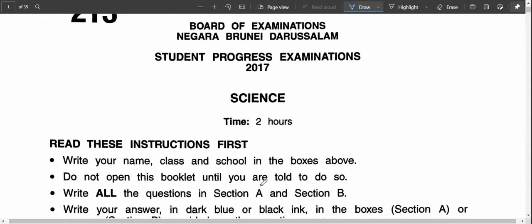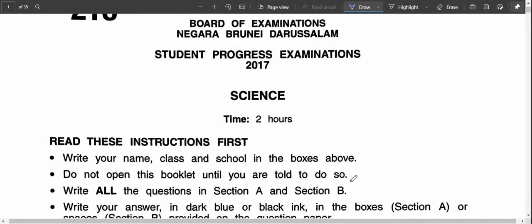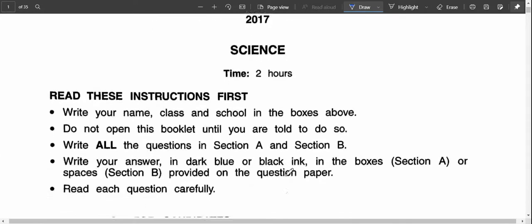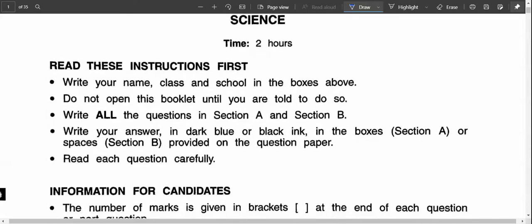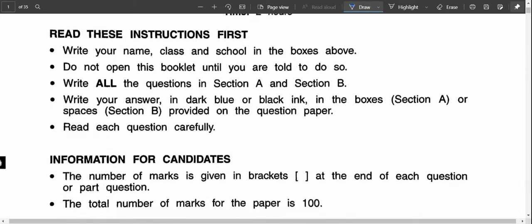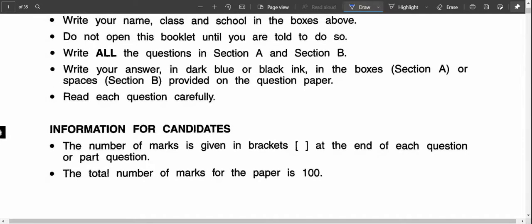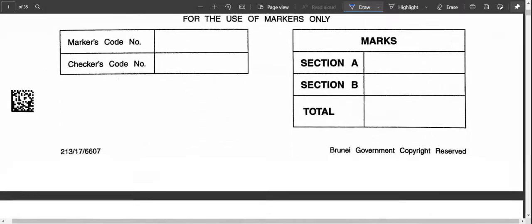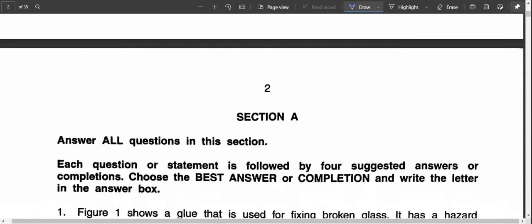There are two sections, section A and B, and you have to answer all in dark blue or black ink. Make sure to read each question carefully, and marks will be given at the end of each bracket. Every time you give a point, you will get 1 mark. And the total marks for this paper is 100. Alright, let's go to section A first.